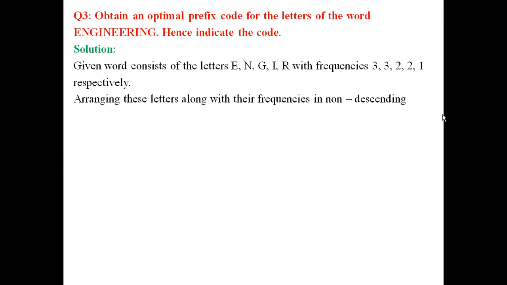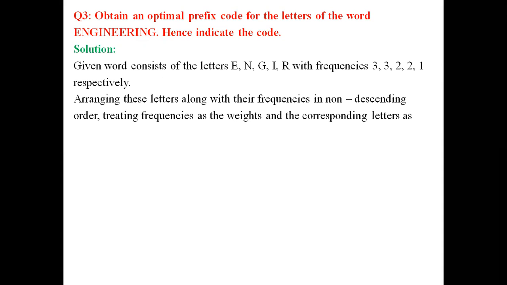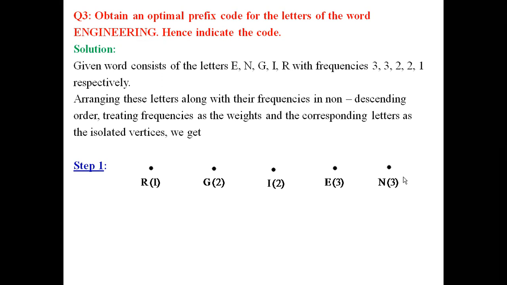So we know the frequencies now. These frequencies become the weights of the isolated vertices later. We arrange these letters along with the frequencies in non-descending order. We treat the frequencies as the weights and the corresponding letters as the isolated vertices. So now comes the usual procedure for us. We have 5 distinct letters E, N, G, I, R, so we denote them by isolated vertices. We are arranging them in non-descending order. So we have frequency 1 first, followed by G, I, E, N. Now it is not compulsory that I have to take G first and then only I.